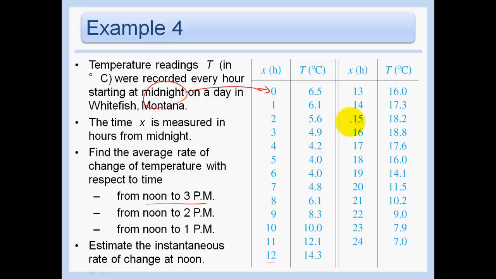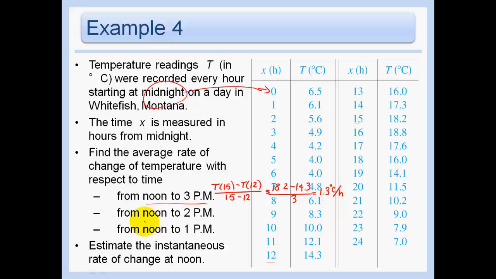So we just want to find the slope. So here, all we're going to do is T of 15 minus T of 12 all over 15 minus 12, and that's just going to be, let's see, 18.2 minus 14.3 all over 3, and we should get about 1.3 degrees Celsius per hour. Do not forget your units. Your units are very important. In the AP exam, you will lose 1 entire point for not putting units.